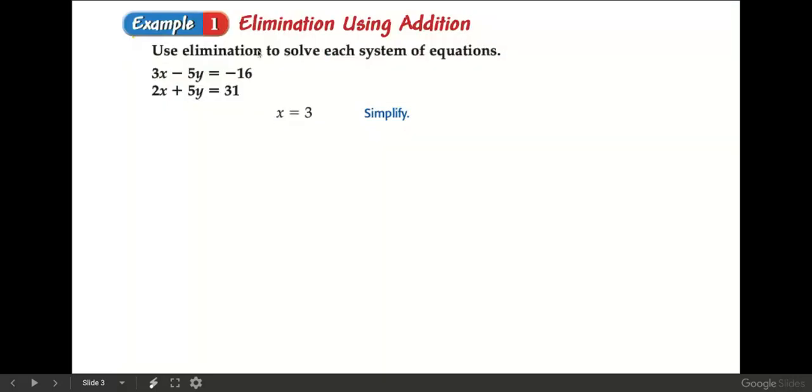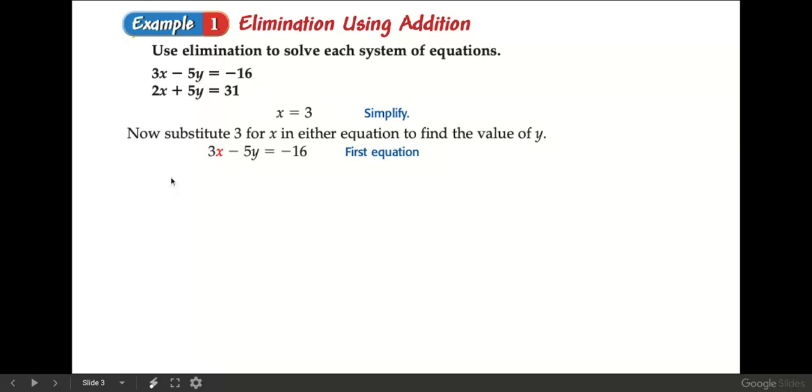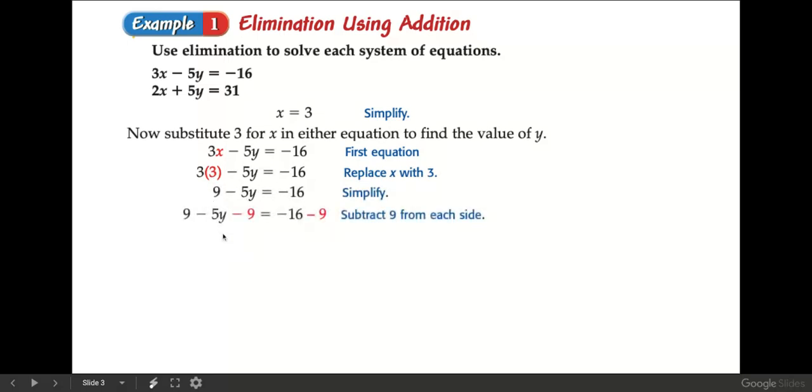So let's examine the problem now. Knowing that we have the x value, all we have to do is substitute the 3 in for x in either equation. It doesn't matter which one. It's whichever one you think is easier, right? I'm going to substitute it in the first one. So 3 times x minus 5y equals negative 16. The x we know is 3, so I'm going to substitute that in. 3 times 3 is 9, and now I just get to solve for y. I'm going to subtract 9 from each side, and that's going to give me negative 5y equals negative 25. Divide both sides by negative 5, and I get y equals positive 5.